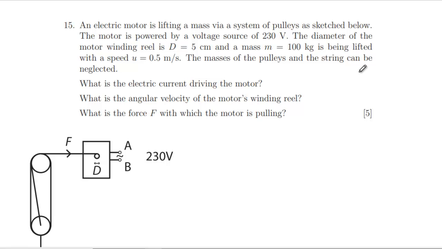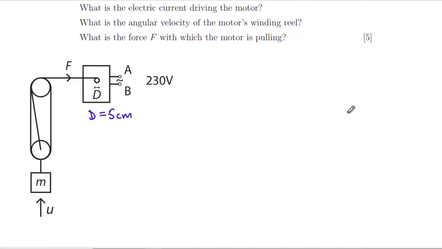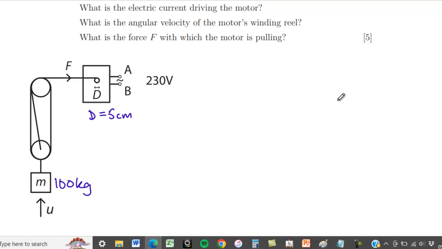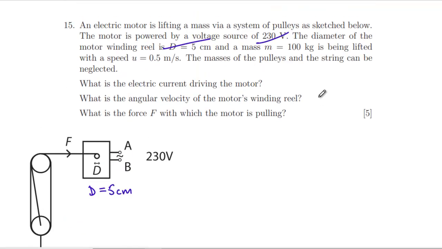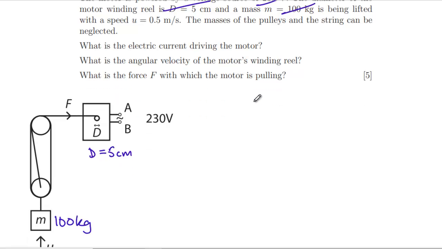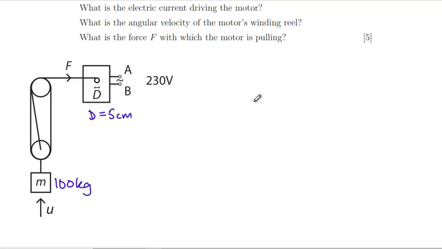Is there anything in the question that isn't in the picture? They've given us the 230. D is 5, so D equals 5 centimeters. Let's get that out. And the mass is 100 kilograms, so it's not messing around there. Let's just get all this out of the way, because I am going to have to scroll down. So that's done. U is 0.5 meters per second. Masses of the pulleys and the string can be neglected. So 0.5 meters per second.